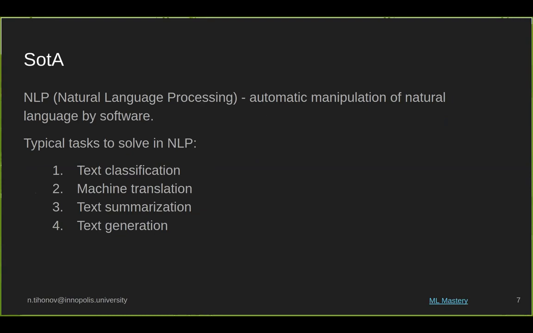So let's talk about the state of the art in requirements analysis. Of course, when we are talking about requirements, mostly we are talking about text. And for text, we have NLP, which can be named automatic manipulation of natural language by software. So what do we do with NLP? We can classify text, for example, filter spam in our email, predicting whether this particular message is spam or not. We can translate from one language to another. We can produce summarization of a text or generate text, for example, for online bots which can communicate with customers by themselves.